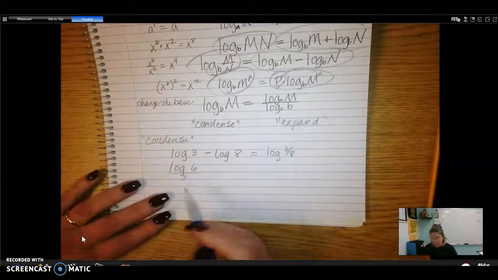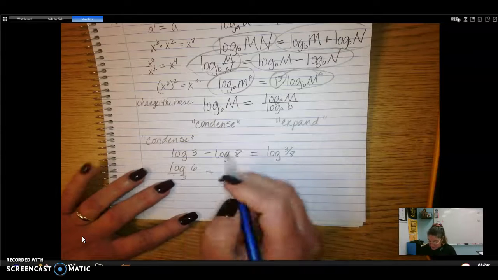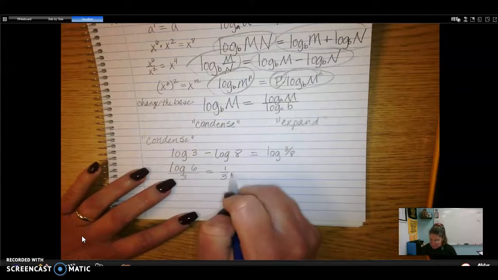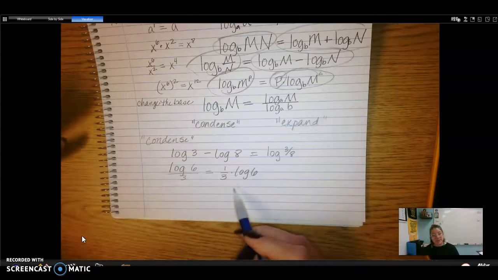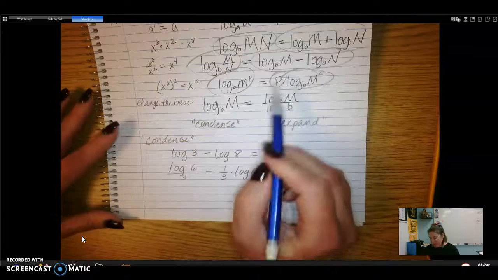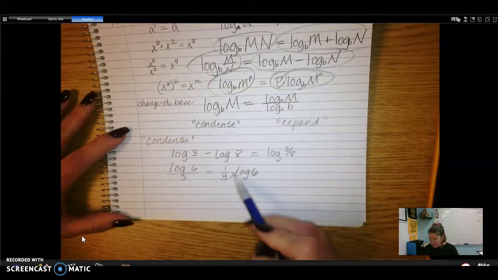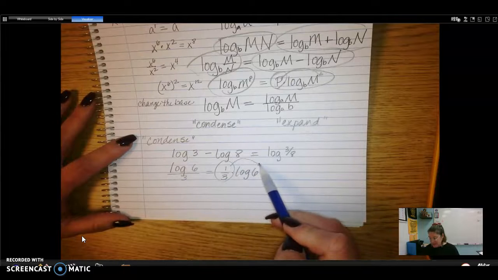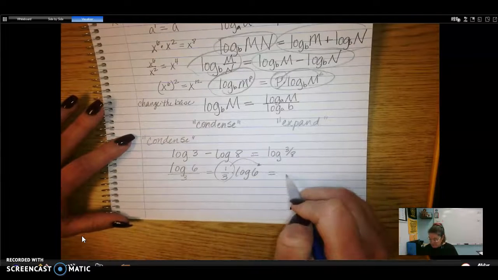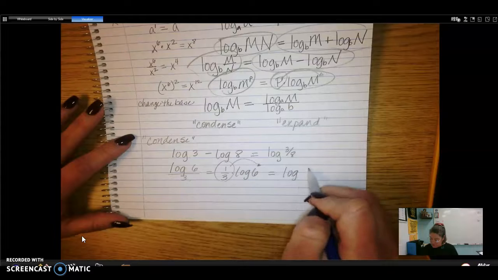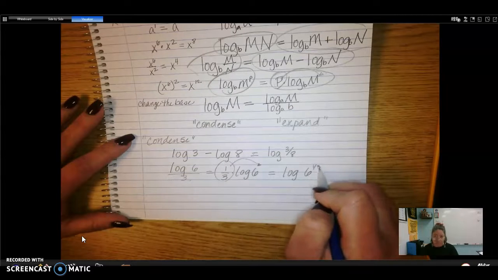This particular problem can be rewritten as 1/3 times the log of 6. And since we have a 1/3 out in front, this 1/3 is kind of like an exponent. We can put it back over there. So this becomes the log of 6 to the 1/3 power.